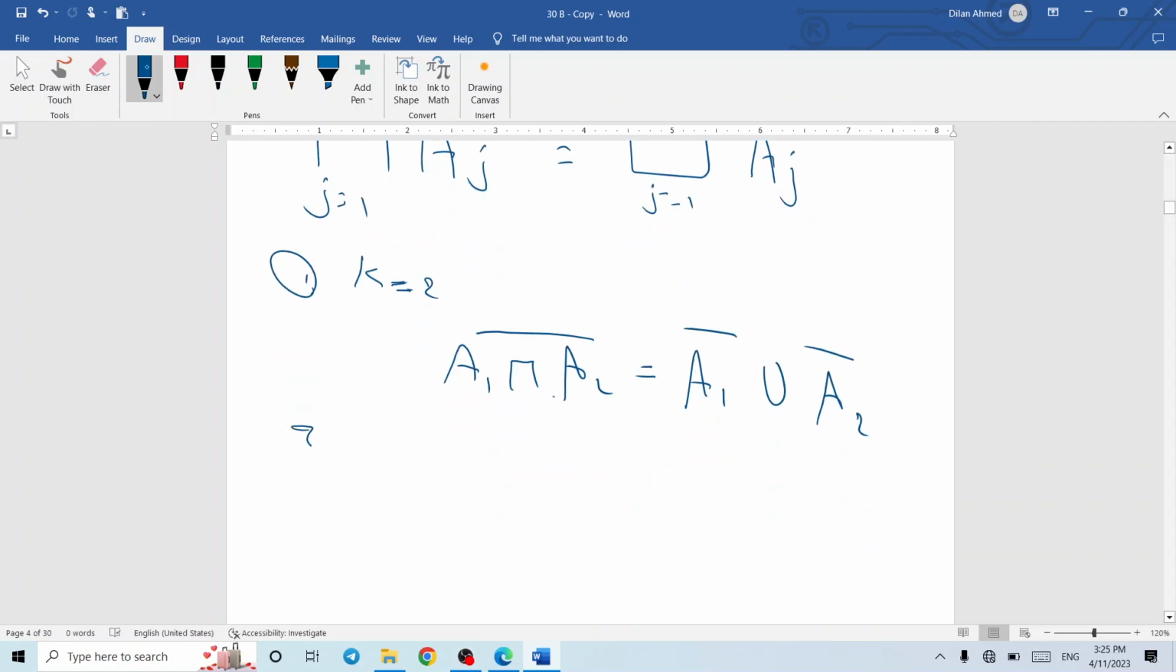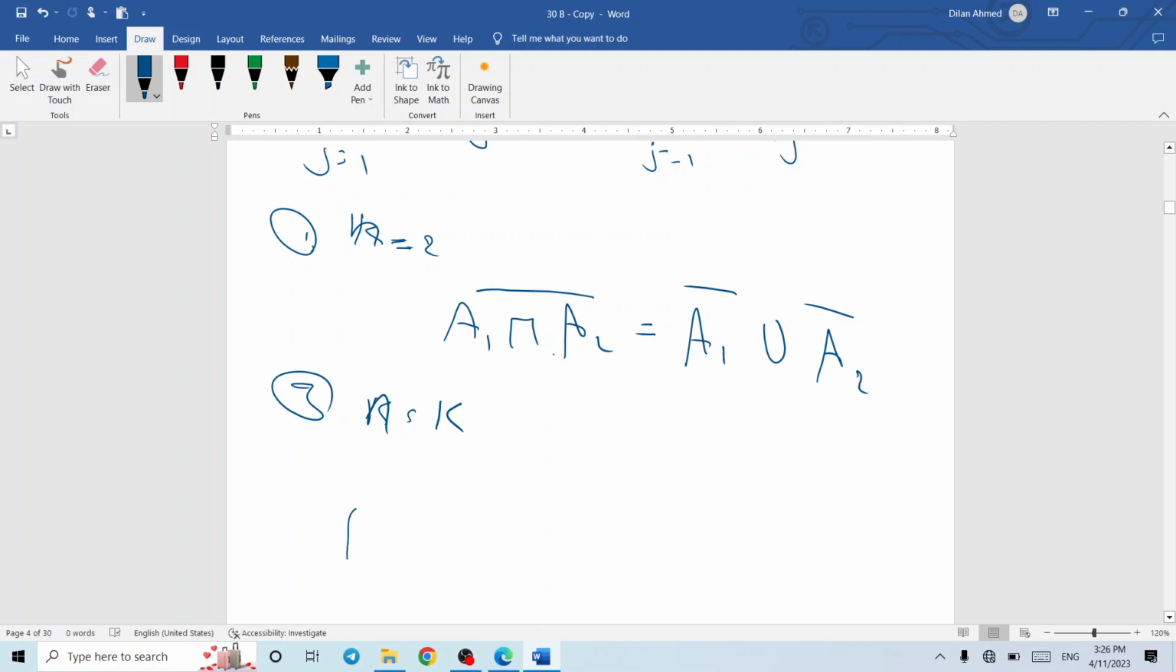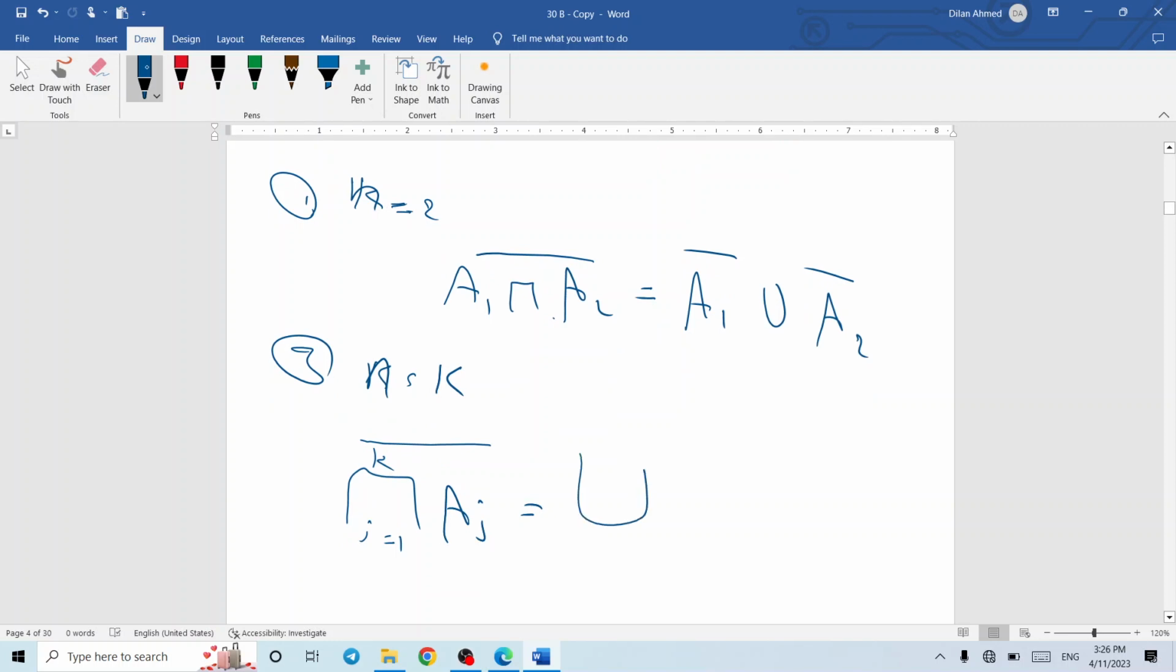Good. Now I say let n be 2, n be k. Am I right? So we say intersection of Aj from 1 to k, complement, is equal to union of complement Aj. Let that one be true. Do you have any comment? We say let that be true.